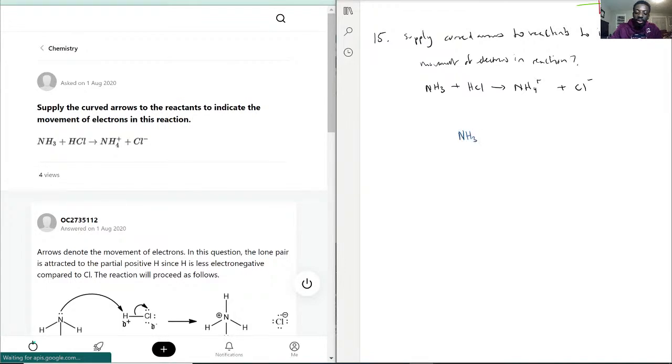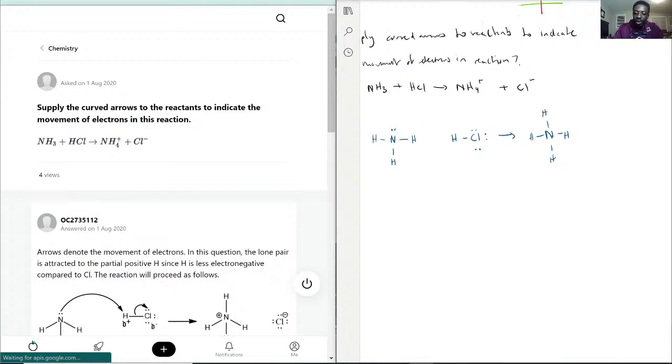So we have NH3, right? So we have a nitrogen with a single bond to each of 3 H's. Okay, and then we have HCl, which is bonded like this. Right? And now we want it to turn into NH4 plus, and we also want to have the Cl minus. All right, so with that being said, how would this happen?